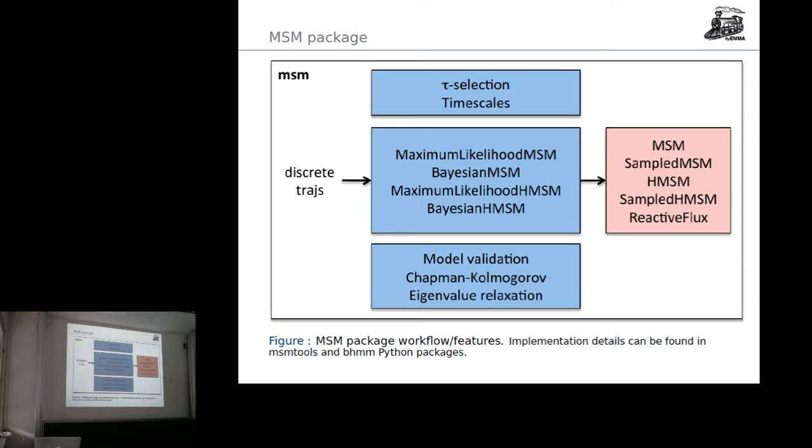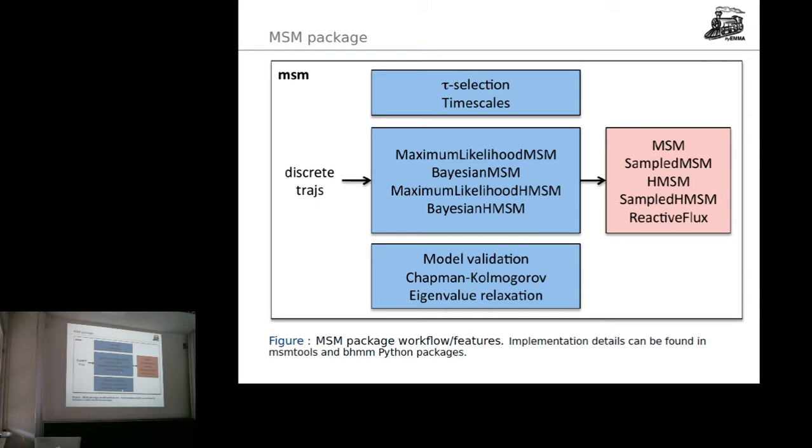The MSM package takes as an input the discrete trajectories, which have been calculated with the help of the coordinates package. You do a time scales selection, so the tau at which you choose to estimate the model with. Then you have a couple of methods to estimate Markov state models or hidden Markov state models, and also validation methods are available in this package.